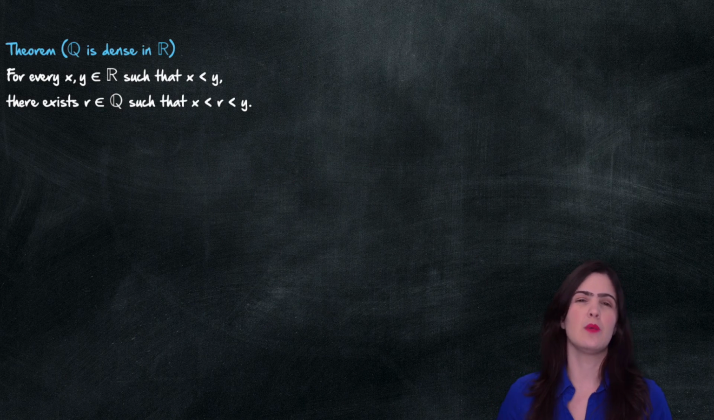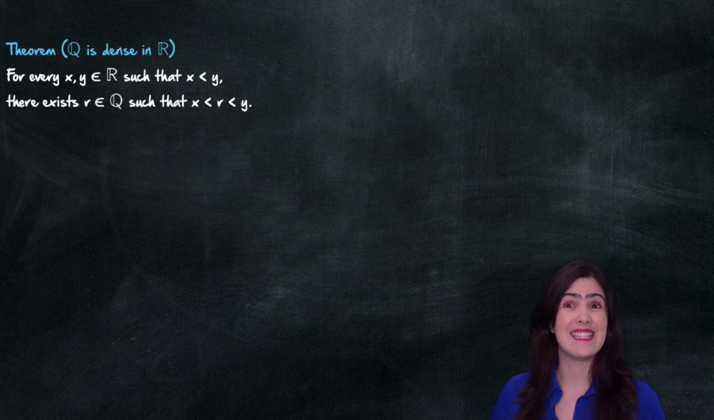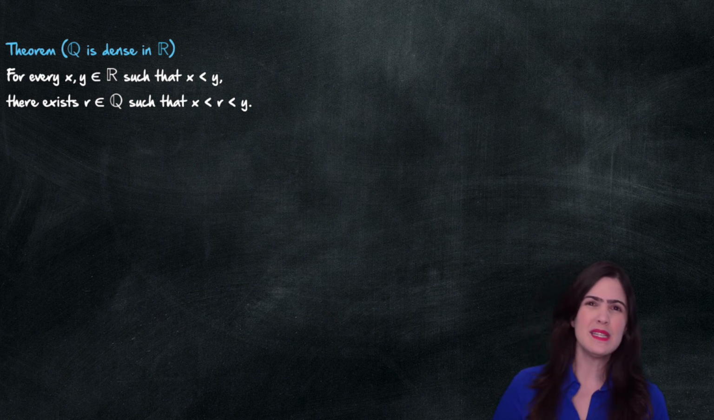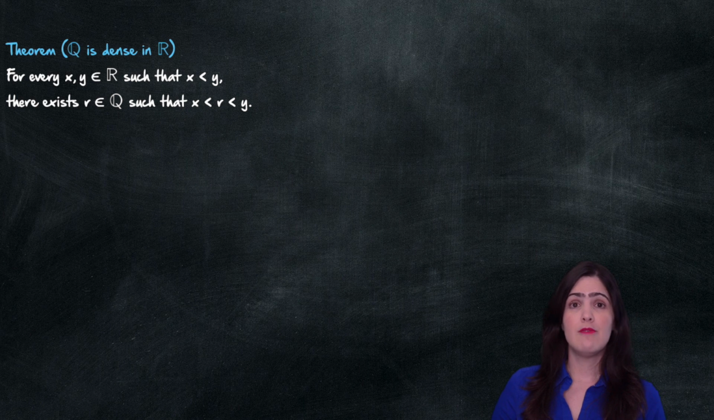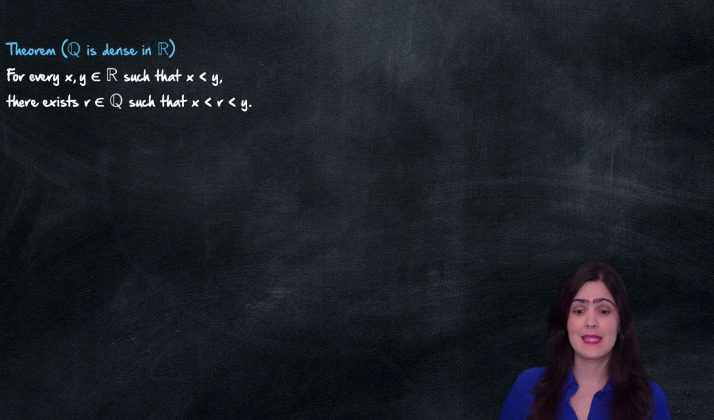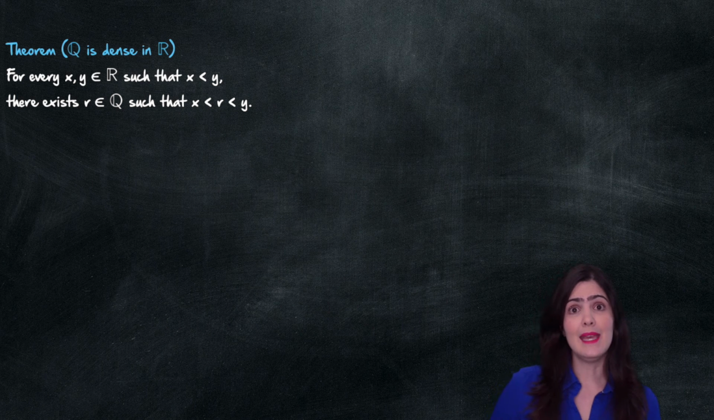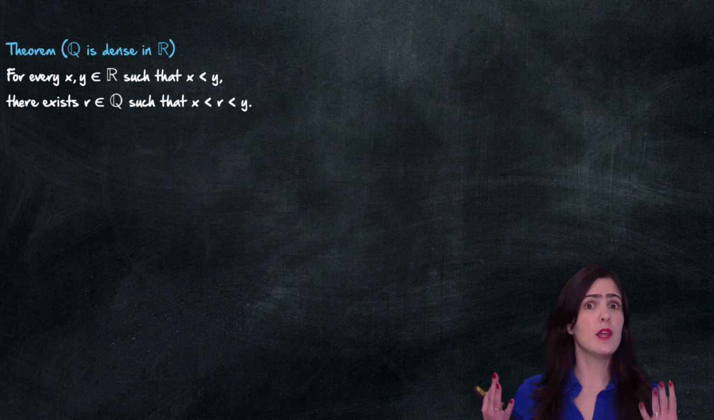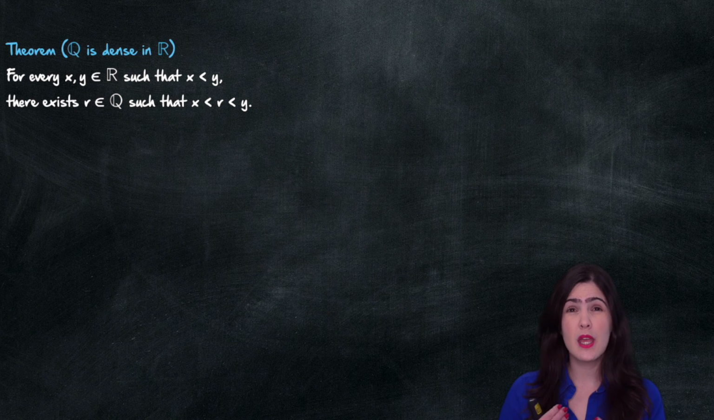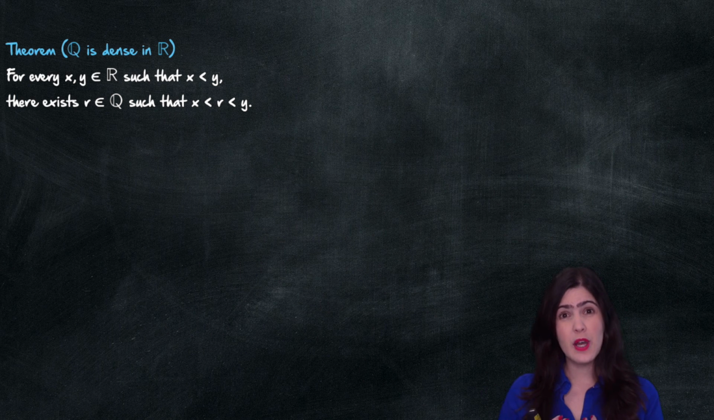But before we do that, we need to show another theorem, and it's one that says that the rational numbers are dense in the real numbers. But what does it mean? Well, it means that if I pick any two real numbers x and y, such that x is less than y, there exists a rational number r such that r is between x and y. So no matter which two real numbers I pick, no matter how close they are to each other, I can always find a rational number that is in between them.